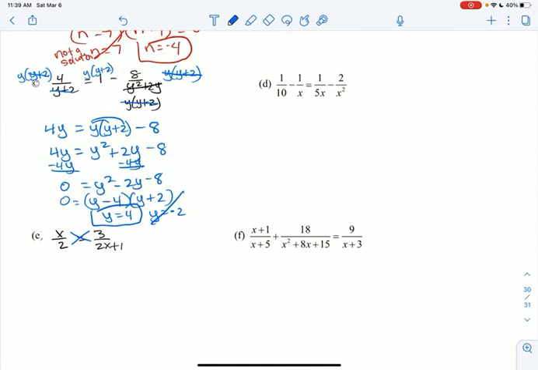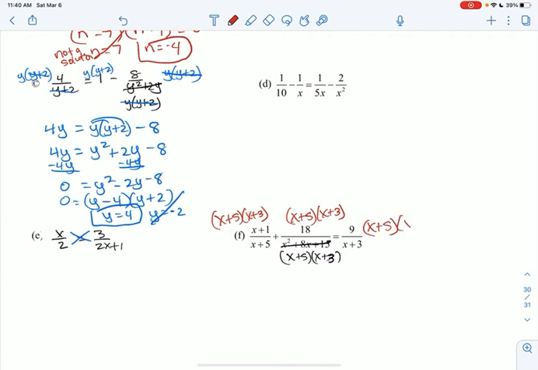So I have x plus 5, x plus 3. So those are definitely going to be one of the factors. Let me take this trinomial and factor it. So x squared plus 8x plus 15. What are the factors of 15 that also combine to give me positive 8? It is positive 5 and positive 3. Oops, that's a 3. So now I can more easily see that my least common denominator is going to be an x plus 5 and an x plus 3. But that means everything is multiplied by x plus 5 and x plus 3.